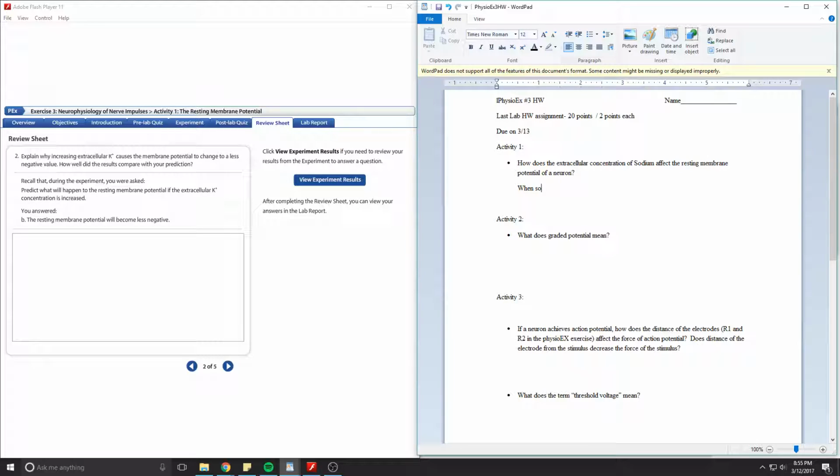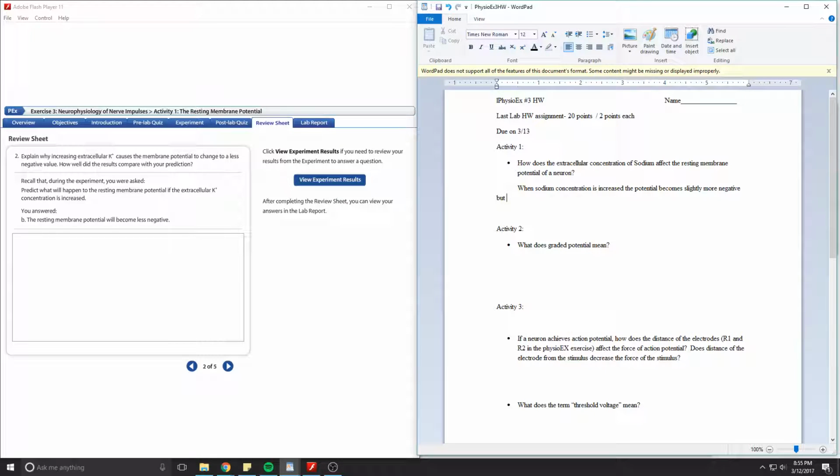So when sodium concentration is increased, the potential becomes slightly more negative, but only slightly, because most of the channels are closed channels.